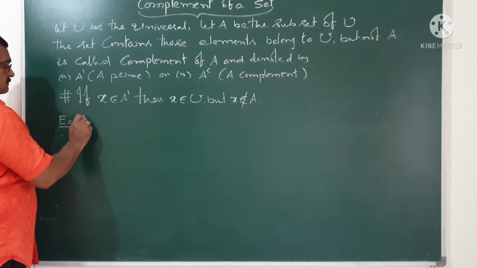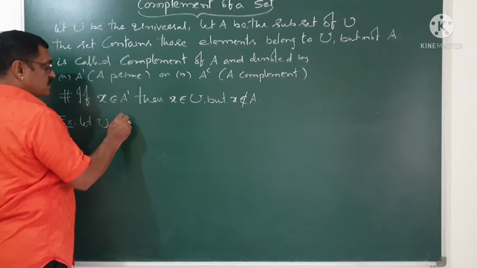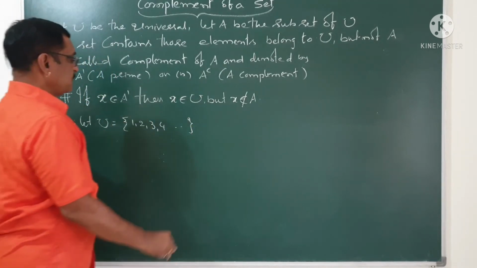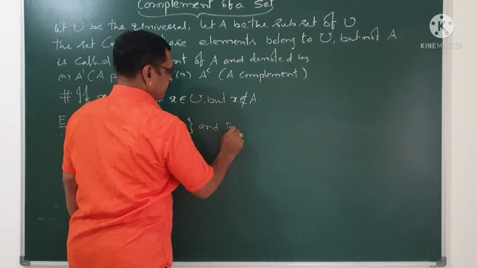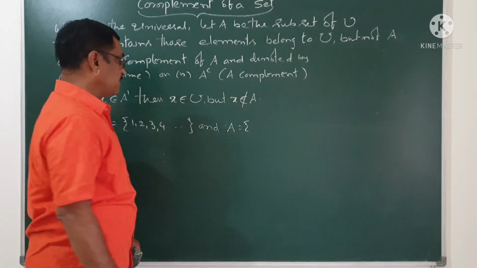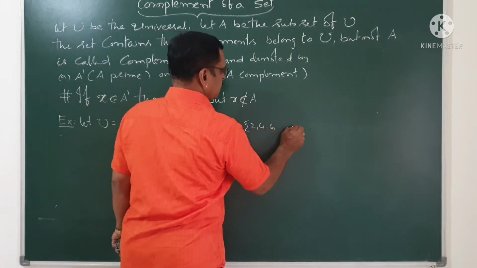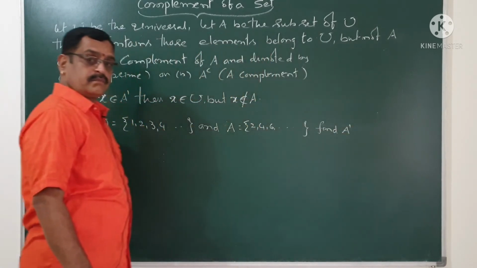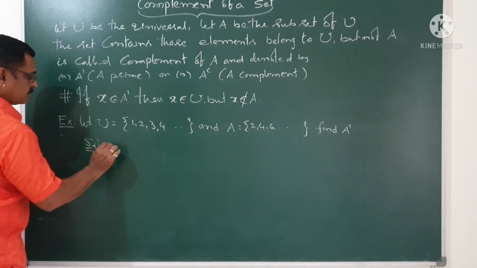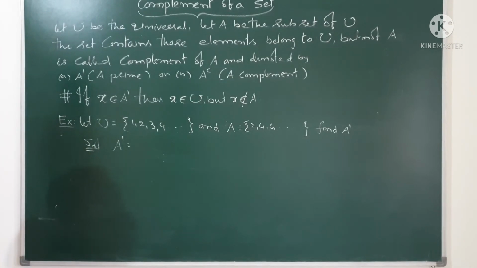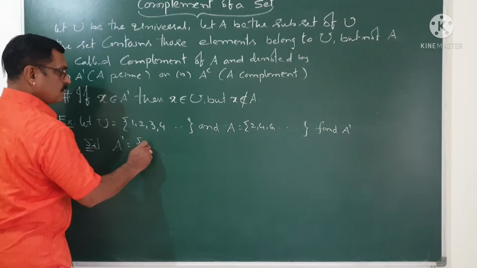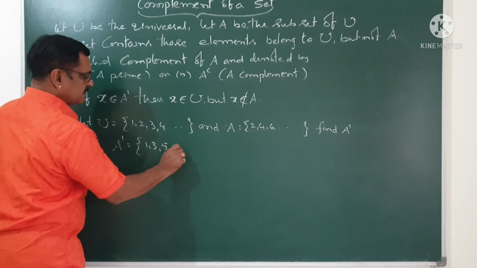One example. Let U be the set of natural numbers 1, 2, 3, 4, and so on, and A be the set of even numbers 2, 4, 6, and so on. Now find A complement. So, solution. A complement is equal to the elements which belong to U but not A, so I can write 1, 3, 5, 7 and so on.